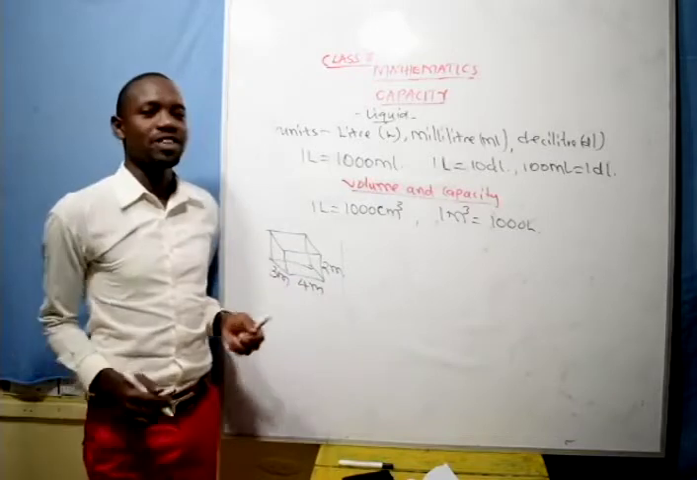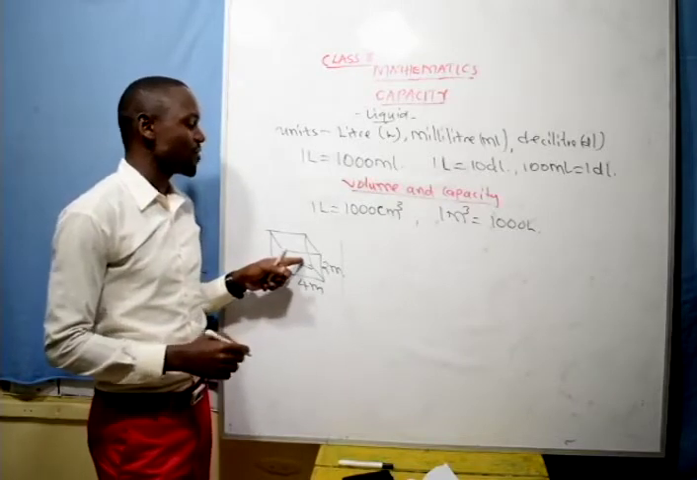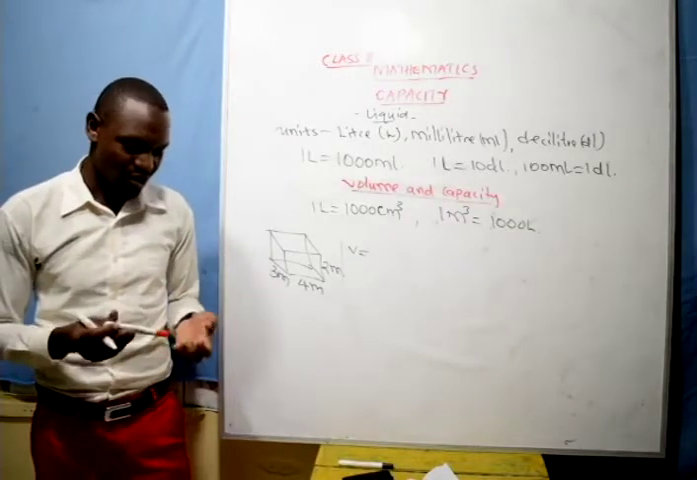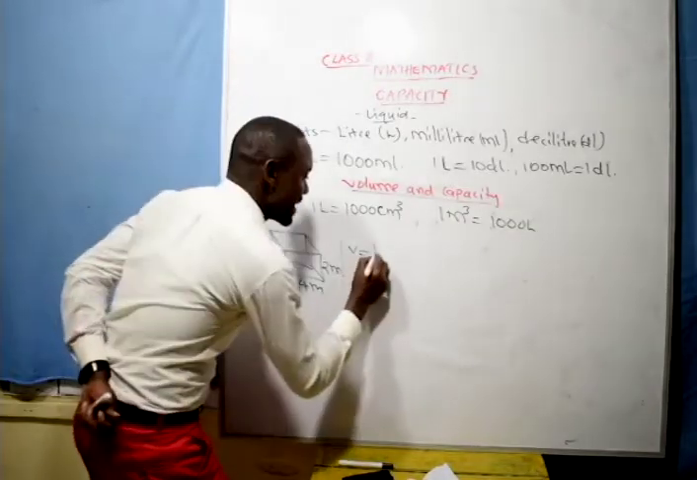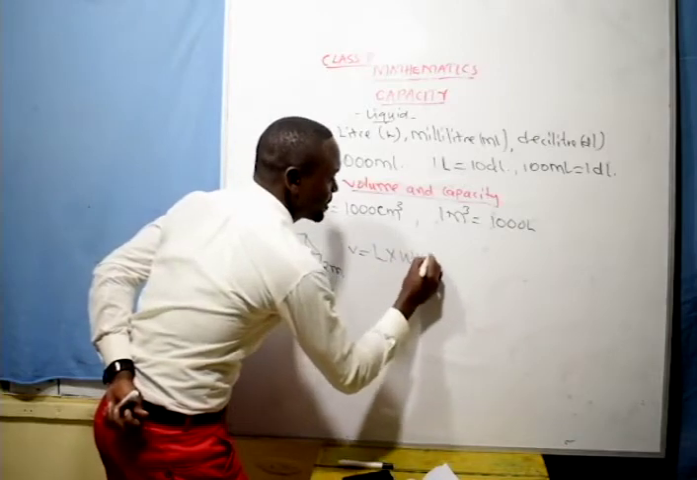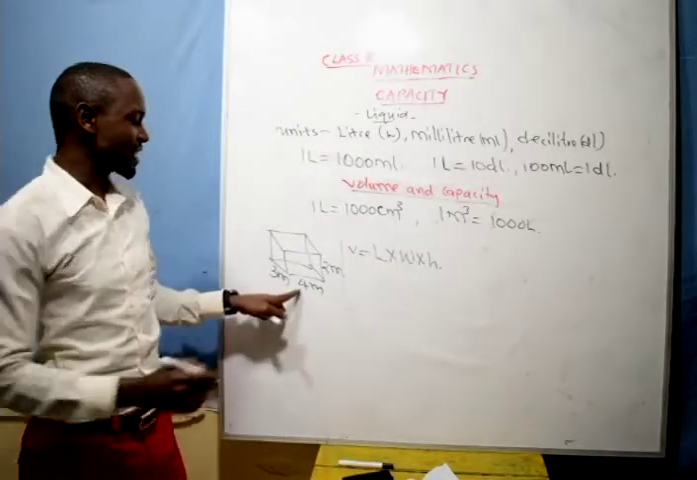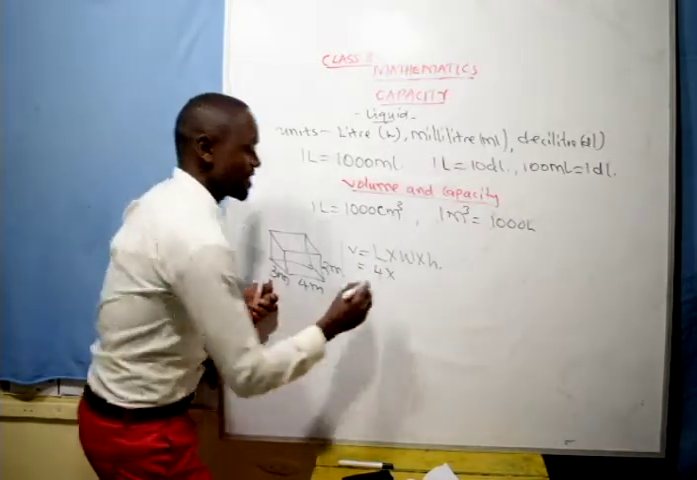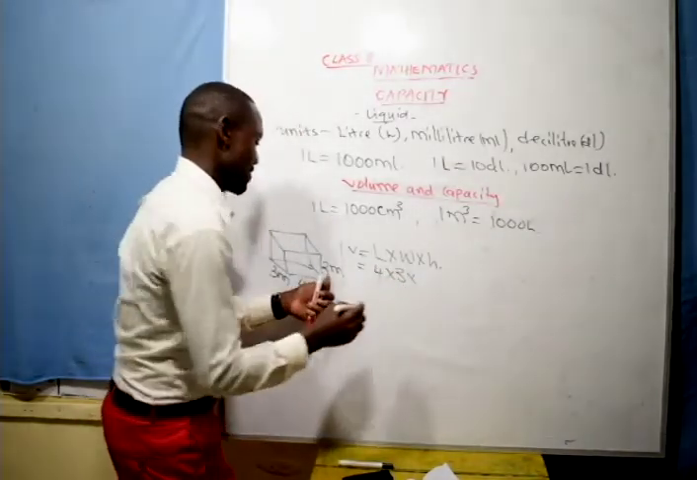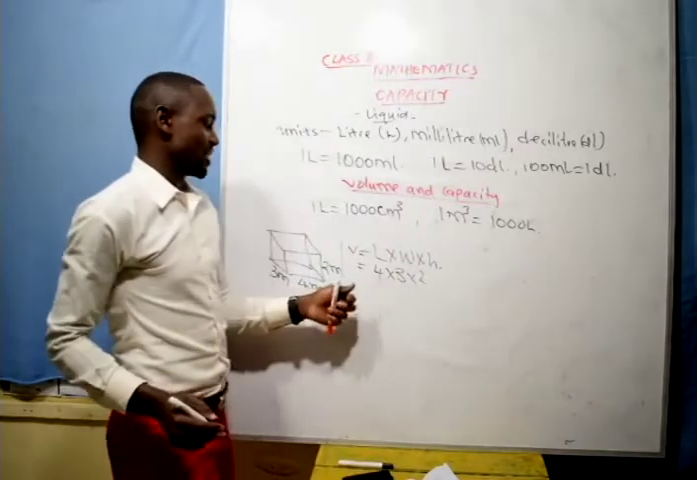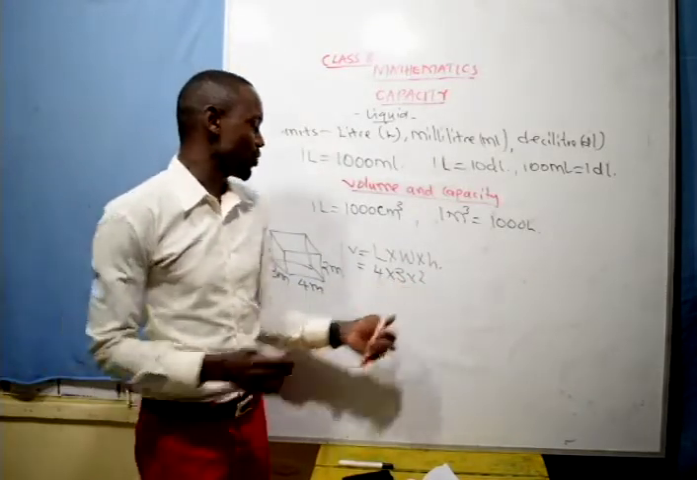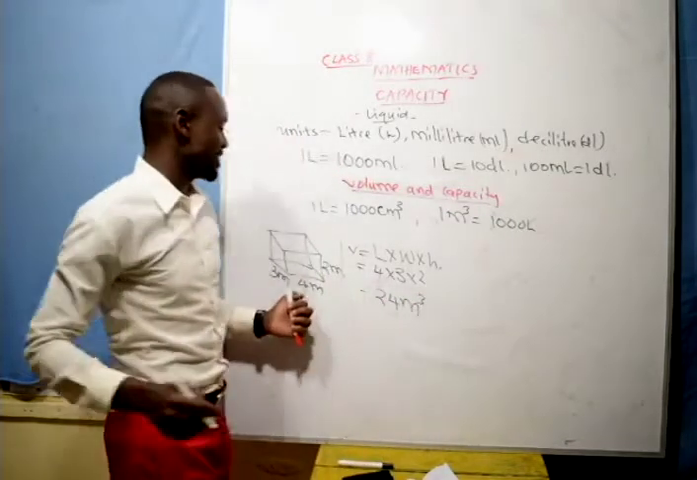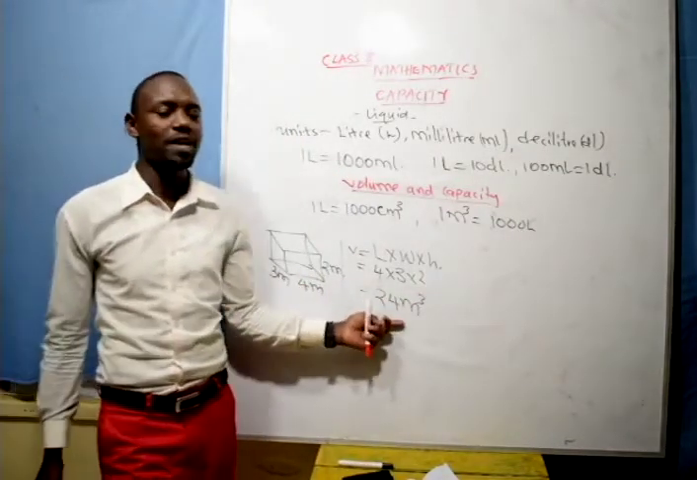To begin with, we have to find the volume of this tank. How do we get the volume of a rectangle? Volume is given by length times width times height. So 4 meters times 3 meters times 2 meters: 4 times 3 is 12, times 2 is 24. So the volume of this container is 24 cubic meters.